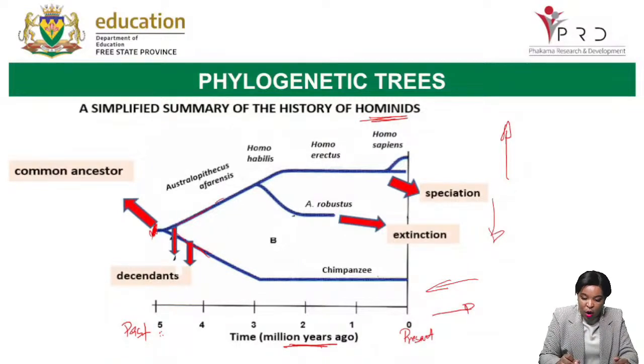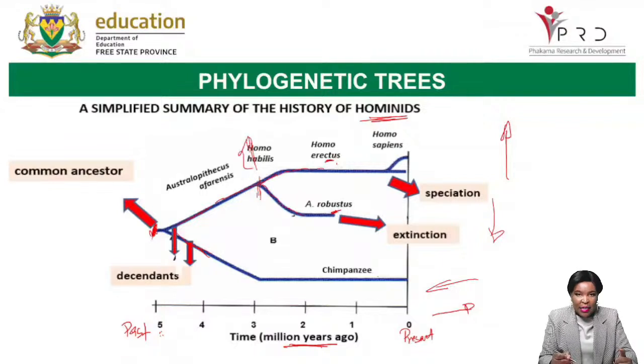And then here also, it will descend to form the Homo habilis. So when you are asked what is the most recent common ancestor for Homo erectus and Homo robustus, follow Homo erectus and Homo robustus. The most recent common ancestor for those two will be Homo habilis. So you see, right?